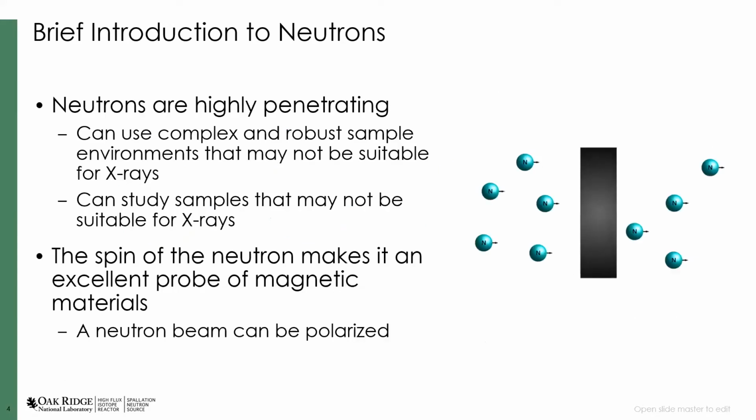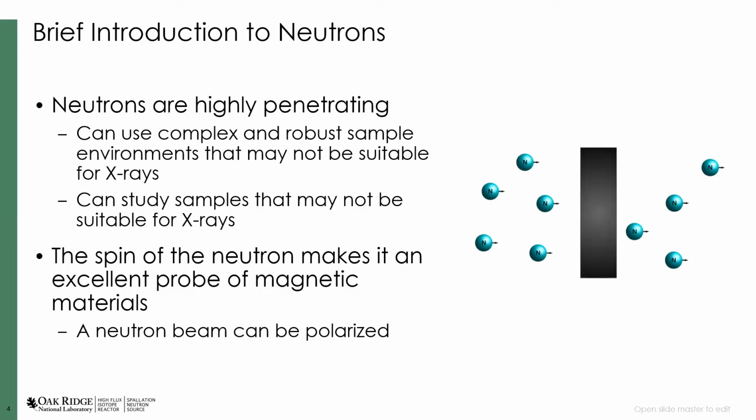Neutrons have some interesting benefits, and it really comes down to some basic things related to fundamental properties. They're highly penetrating, right? Not being a charged particle means that they will penetrate most materials quite effectively. That means that you can use very complex and robust sample environments, many of which are not necessarily suitable for X-rays. And you can study samples that may not be suitable for X-rays due to the penetrating power of neutrons.